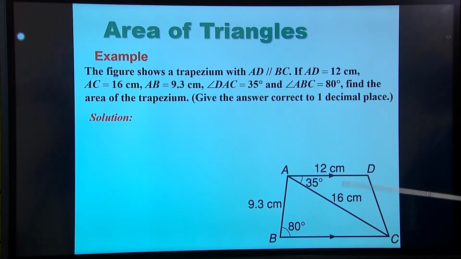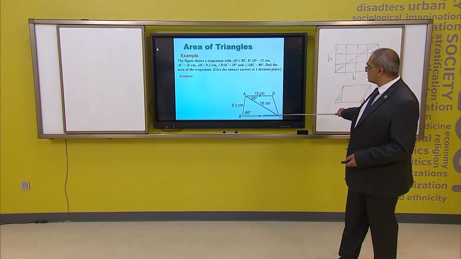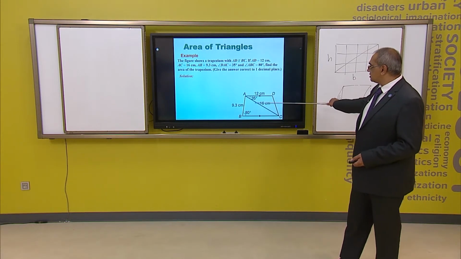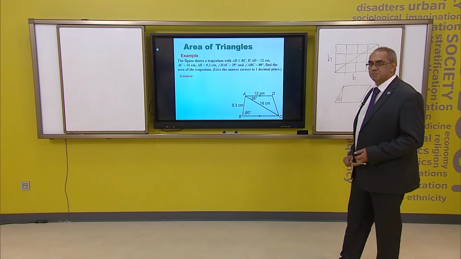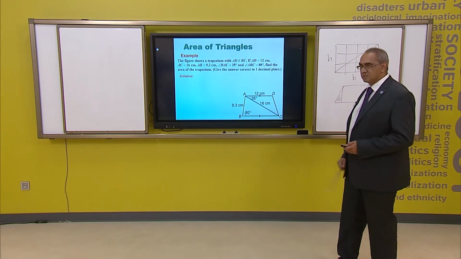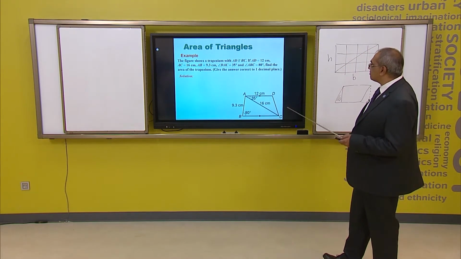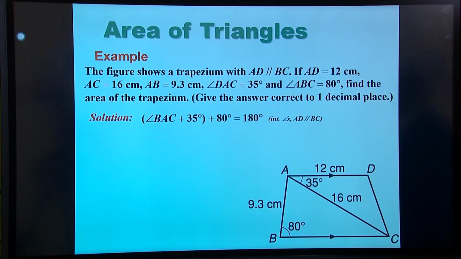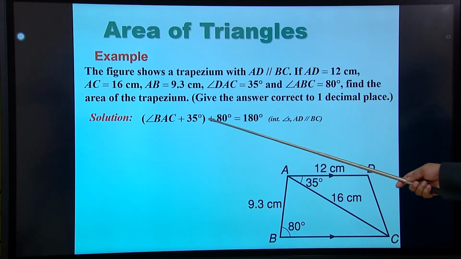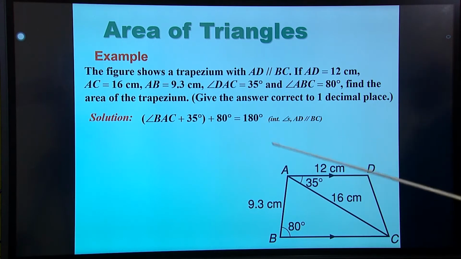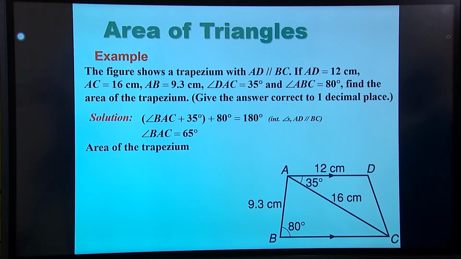These are parallel lines. Always remember to look for these things. So if the lines are parallel, all the angles in between them are supplementary, so they all add up to 180 degrees. So using that fact, I can work out angle A. So BAC plus 35 plus 80 equals 180 degrees. So that tells me what BAC is.